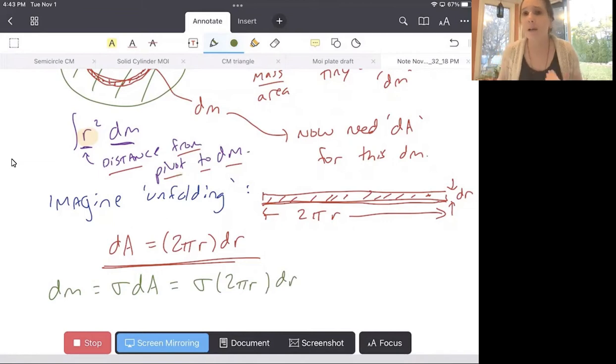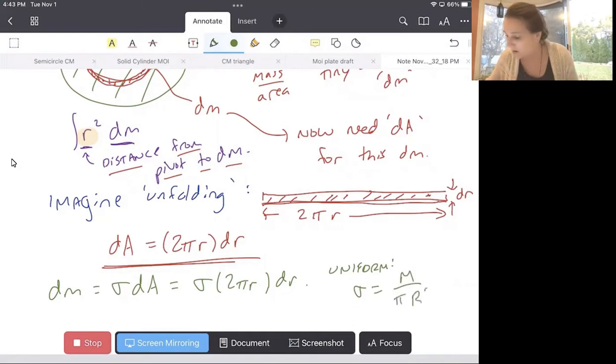And at this point, in my problem I might be given some sigma that varies with, say, radius. Maybe it gets less dense as the radius increases. So I would be able to plug that function in here and then have something to integrate. Or if it's uniform density, like it is in my case, then my sigma is just equal to my total mass, m, over my total area, which is pi r squared. Pi r squared is my total area of the disk. And so this is going to be equal to a constant.